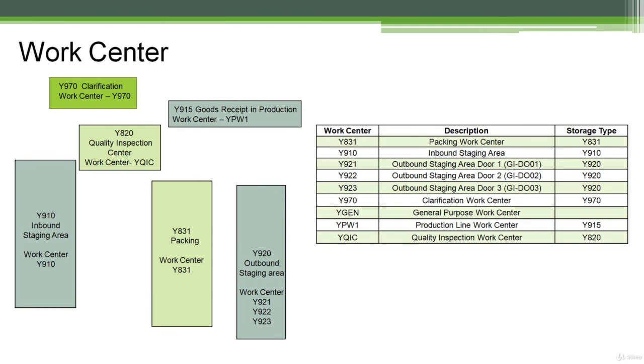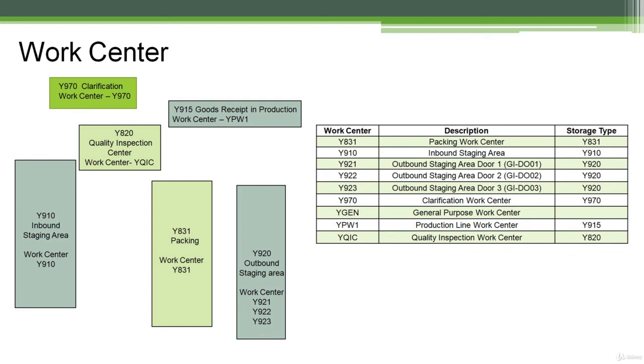Work centers. These are the work centers that are created in the system. We can also see in which storage type these work centers' activities are going to be performed. For example, packing work center Y831: this packing activity is going to be carried out in storage type 831, and we are going to use work center Y831 for that purpose. For quality inspection, we are going to use YQSC as a work center, and the stock in the quality work center will be part of Y820 storage type.